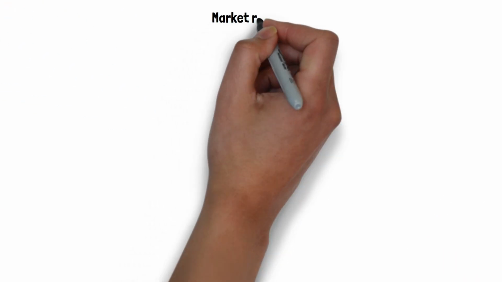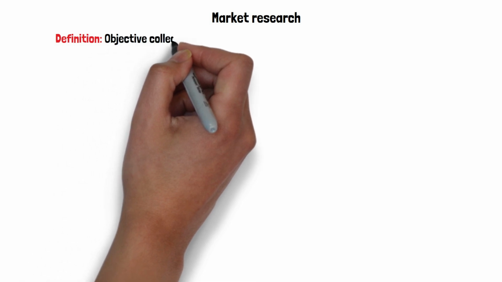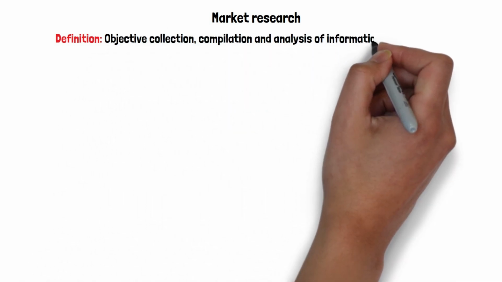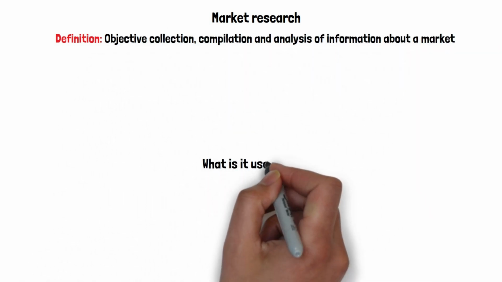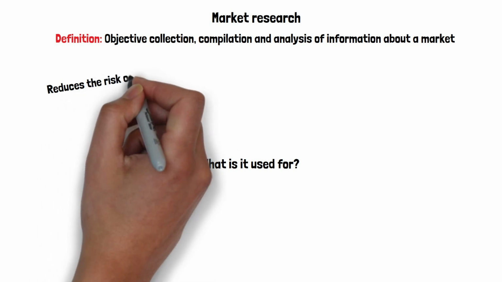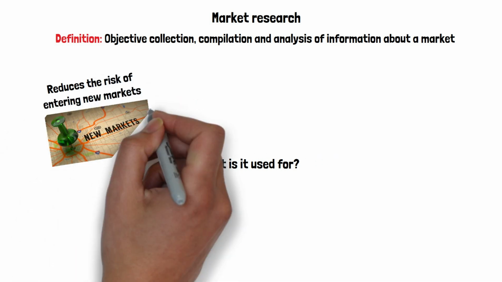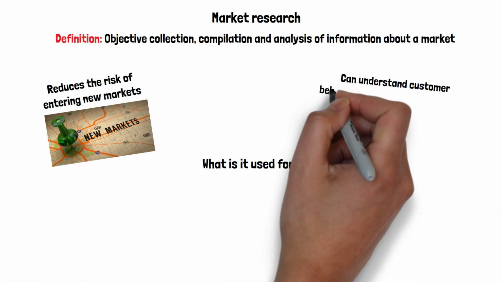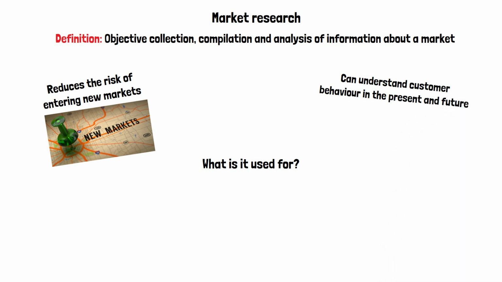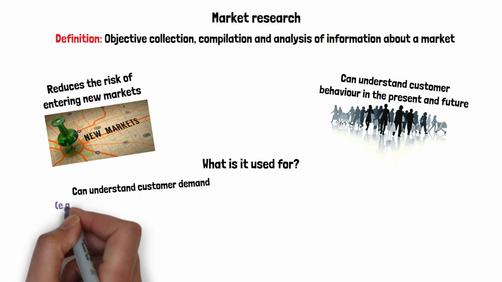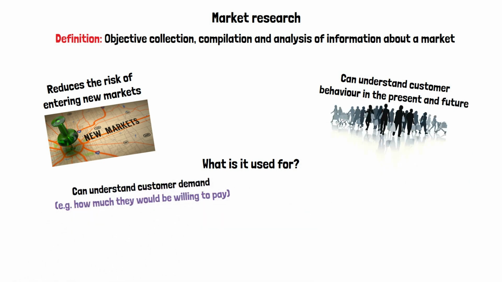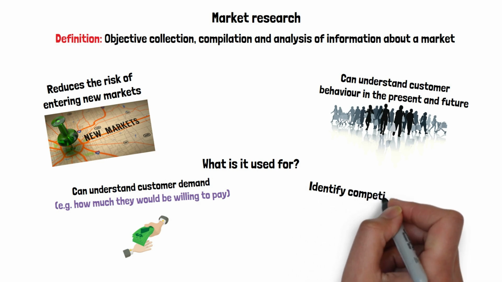And now we can move on to market research, which can be defined as the objective collection, compilation, and analysis of information about a market. So what can it be used for? It reduces the risks of entering new markets. It can be used to understand the customer behavior in the present and the future, as well as understand customer demand, such as how much they would be willing to pay, as well as identify competitors within the market.